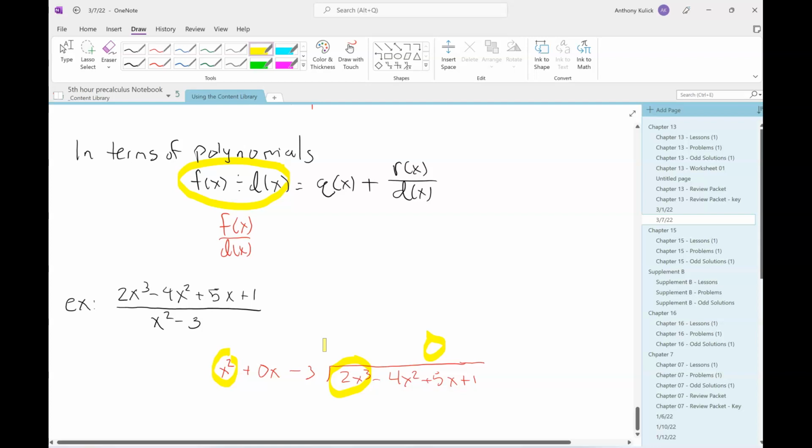Now, when we do this, we only care about the leading coefficient. At any point in this, we never care about anything but the leading coefficients. So what times x squared gives me 2x cubed? 2x. Everybody agree with that? Okay. So then I multiply that 2x to the entire thing and write it underneath.